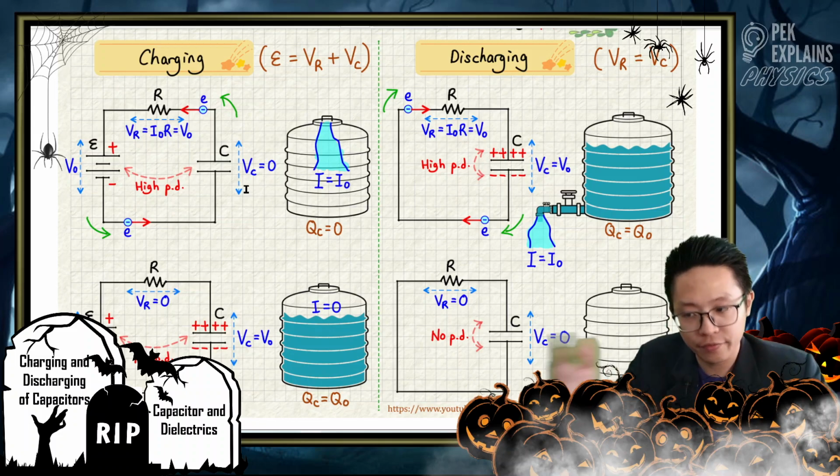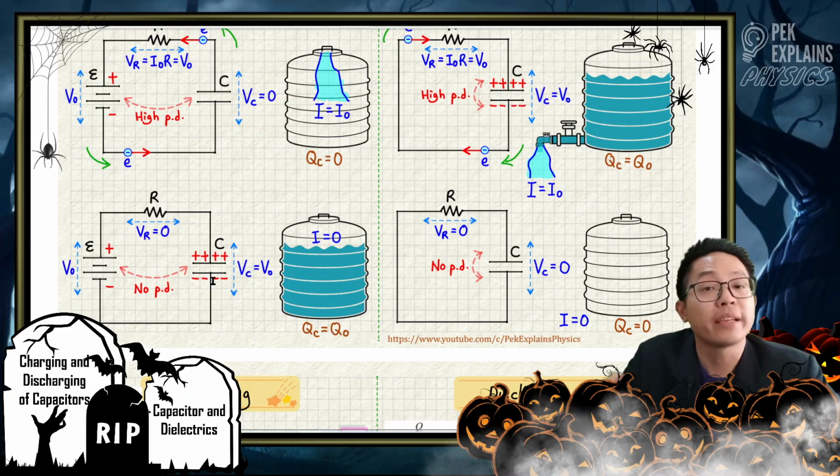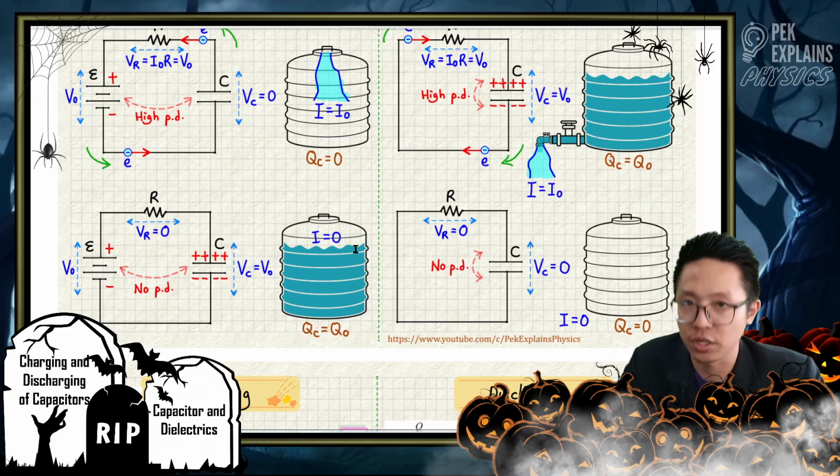But after some time, after the capacitor is being charged by the battery, now the capacitor has maximum charge. So QC is equal to Q naught. Last time QC was only 0. Now the charge in the capacitor is Q naught, the maximum charge. And the voltage across the capacitor also has the maximum voltage, V naught. It built up the maximum potential difference between the two plates. It's just like the water tank is now full of water, full of charge.